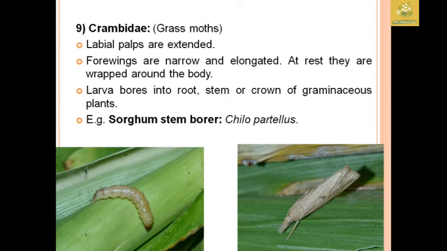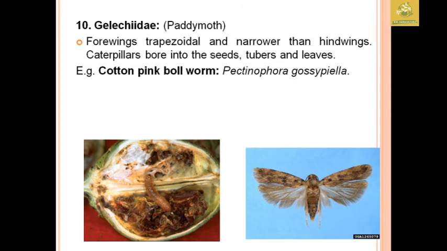And the 9th one is Crambidae, which is the grass moth. The better example is the sorghum stem borer, Chilo partellus. And the larva bores in the root or stem and the crowns of Gramineae plants. And the 10th family is Gelechiidae, which is the paddy moth, and the better example is the cotton pink bollworm, and the scientific name is Pectinophora gossypiella.